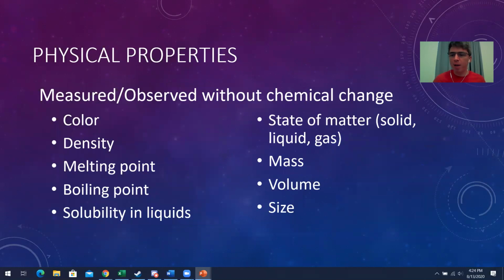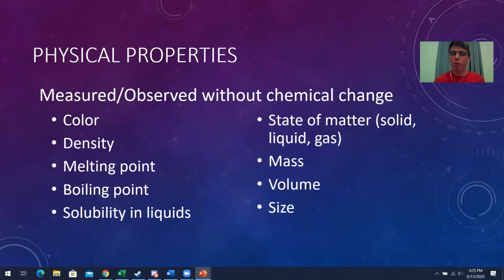So the two major types of properties we're looking at today are physical properties and chemical properties. Physical properties are those that can be measured or observed without chemically changing your compound. The easiest ones to think about are color, density, what state of matter it is, mass, volume, size. All of those you can just look at or pick up and measure the mass or the volume, and you've done absolutely nothing to it except pick up your sample. You haven't changed it in any way.